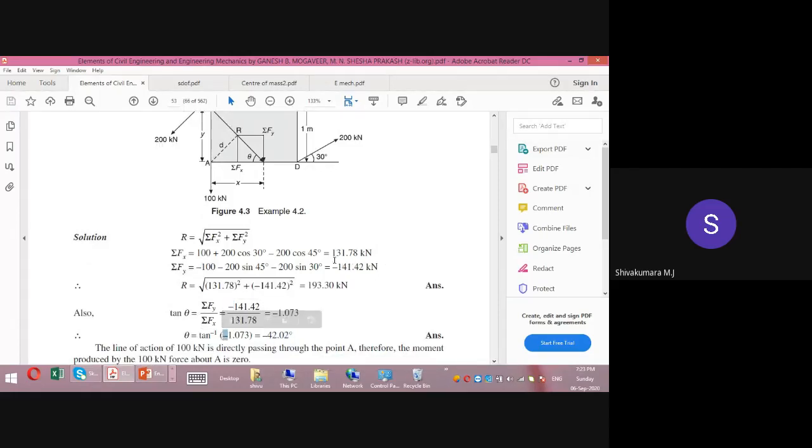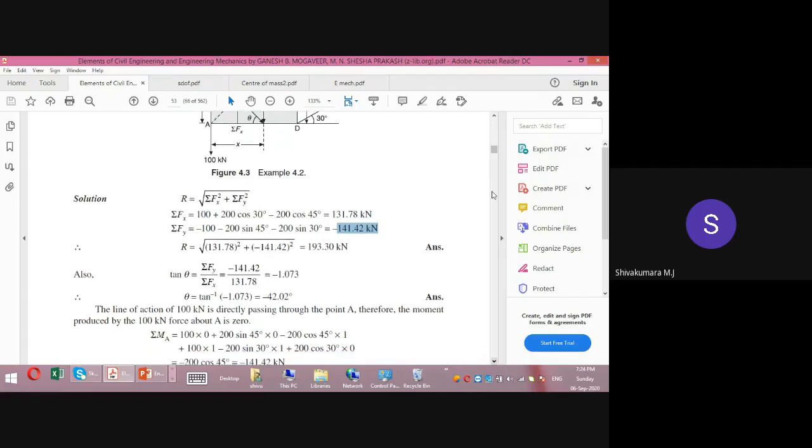By looking at the sign convention of summation of Fx and summation of Fy, we can decide the direction of the resultant force and also the quadrant. So now we are done with the calculation of magnitude and direction. What is the third question which is asked over here?